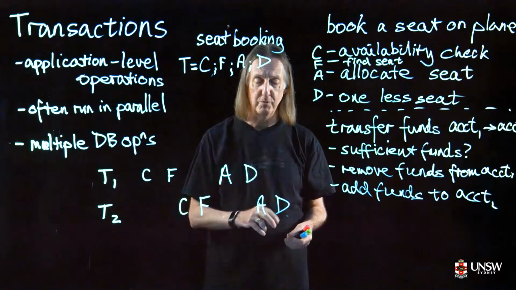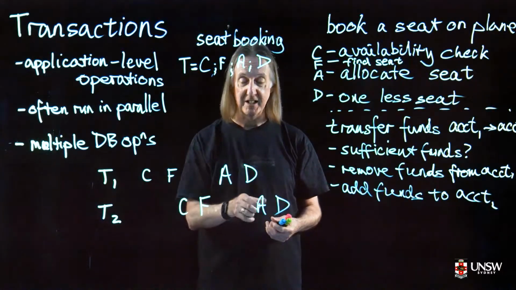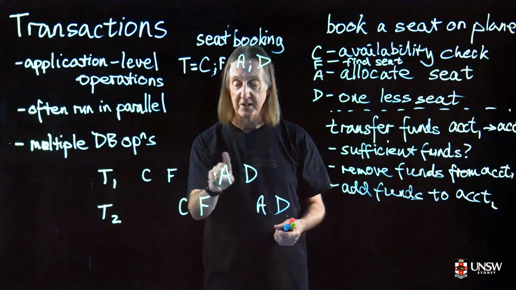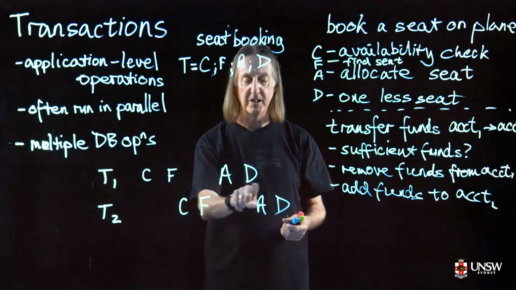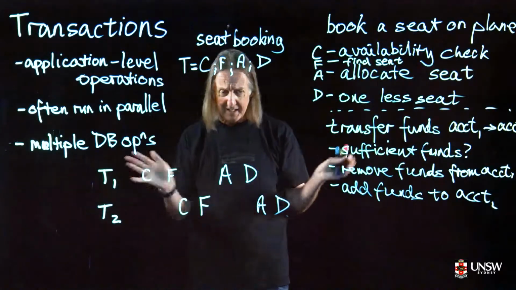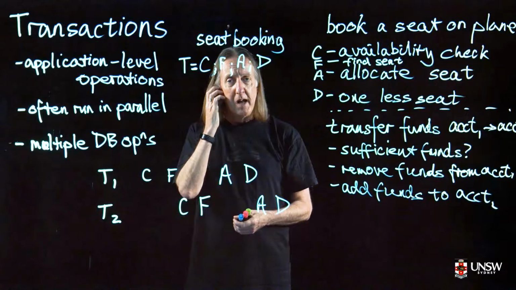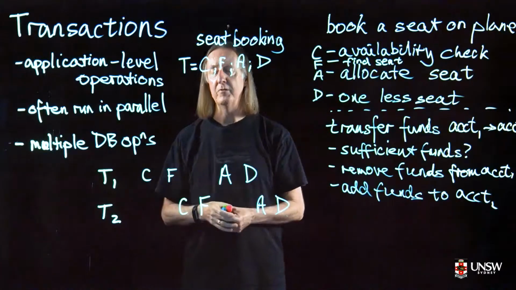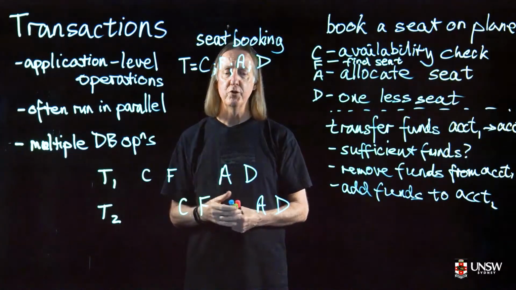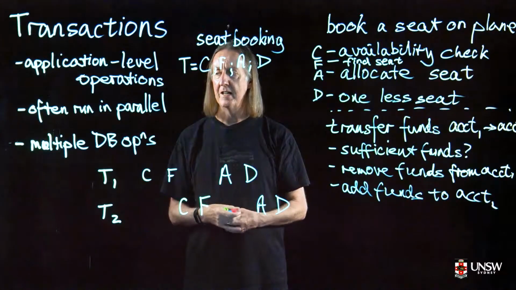So we actually have two problems. One is that the counter's gone negative, which doesn't make sense, but the other problem is that this passenger's allocation has been overwritten by this allocation. So that is clearly not a desirable scenario. And if you allow arbitrary interleaving of the operations within transactions, that's the kind of thing that can happen.